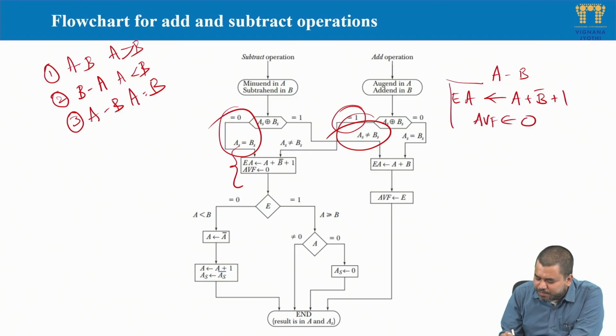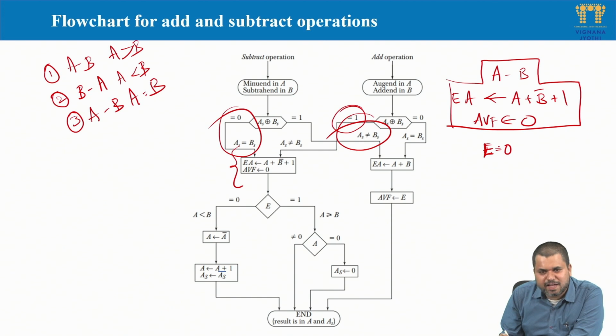Once I perform this, based on this end carry, I can interpret. As I explained in the beginning of this lecture, if the end carry is 0, the meaning is A is less than B. If the end carry is 1, A is greater than or equal to B. So let me first perform A minus B, then I interpret whether A is less than B or A is greater than or equal to B.